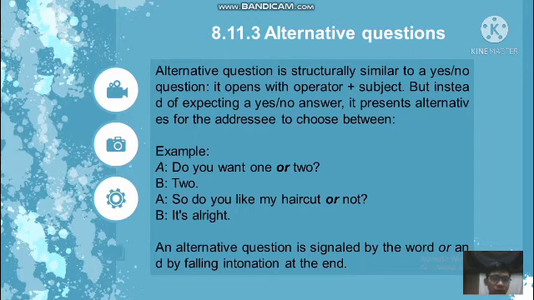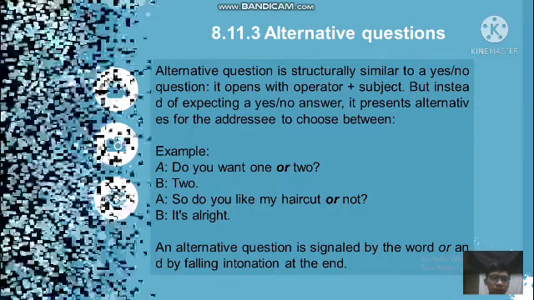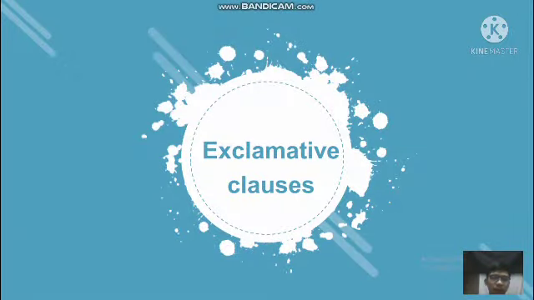So this is all for independent interrogative clauses, because independent interrogative clauses are only classified into three types: WH questions, yes or no questions, and alternative questions. So let's move to exclamative clauses.